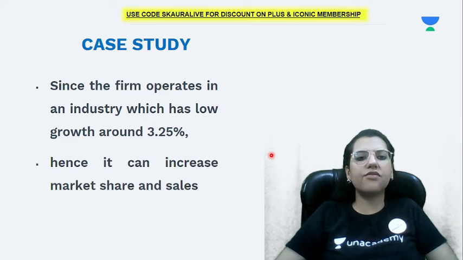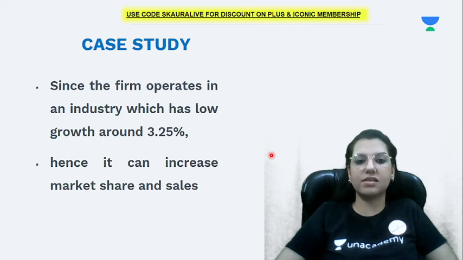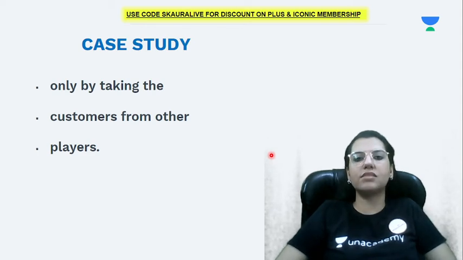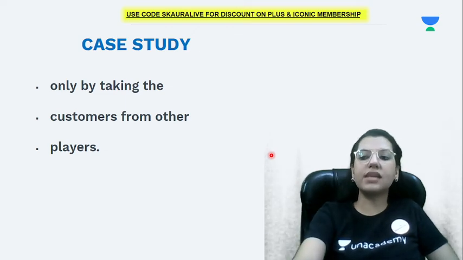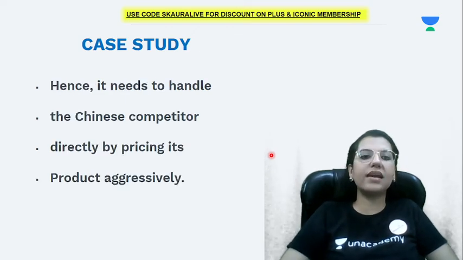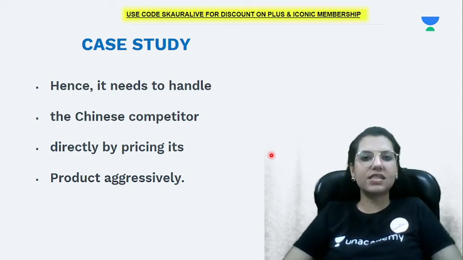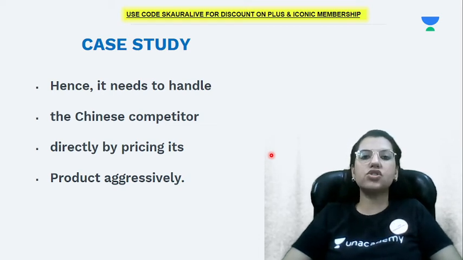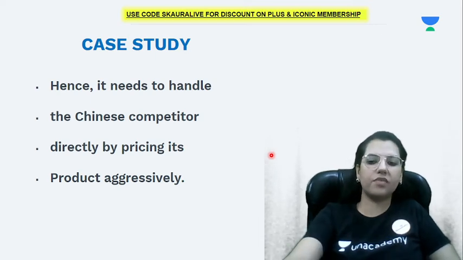Why? Because the firm operates in an industry which has a low CAGR of 3.25%. So it can increase market share and sales only by taking customers from other players. That is why alternative 1 is recommended. So you need to handle your Chinese competitor directly by pricing your product aggressively. It's a price sensitive market that we have understood through this case. So place your product so that you can handle your Chinese competitor directly.